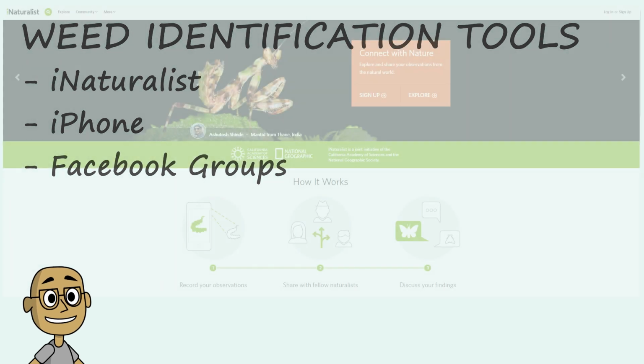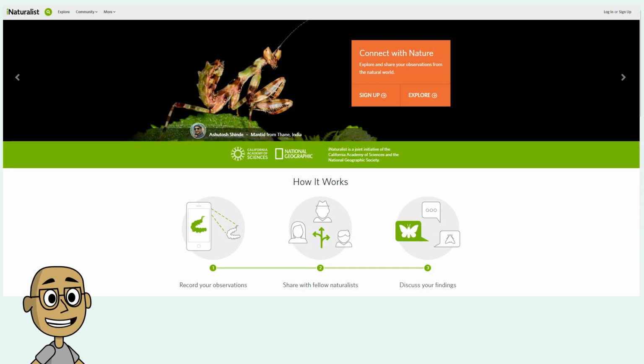At the top of my list is the weed identification app iNaturalist. I prefer using iNaturalist because it is so much more than an app. iNaturalist is a social network of naturalists, citizen scientists, and biologists who are mapping diversity around the globe.